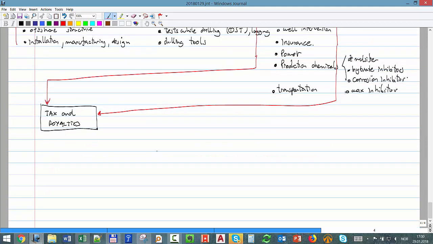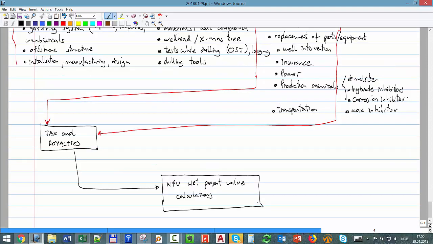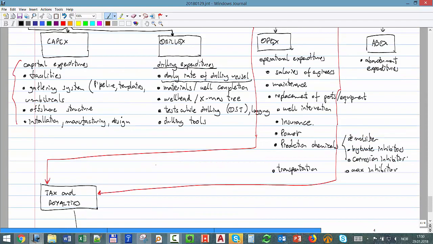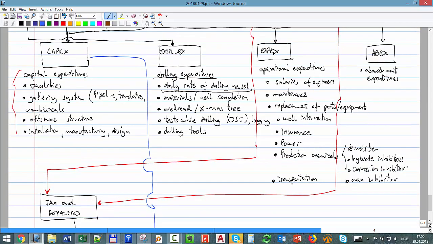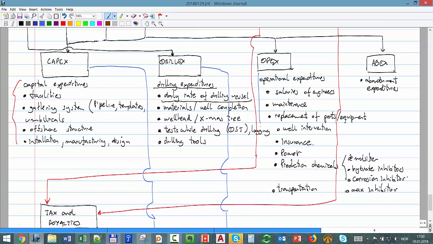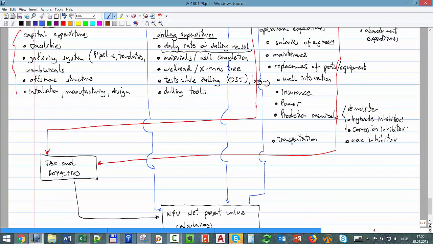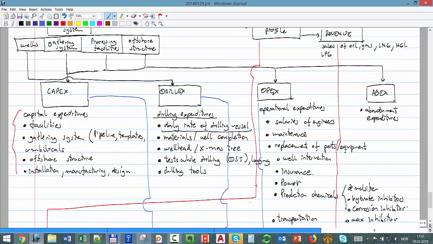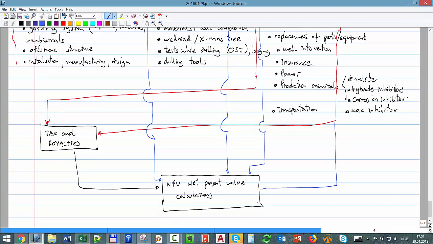After I have all of those inputs, they go into something very big called the NPV, the net present value calculations. I have to drag all of this, so let's see how we do it. It will be messy anyhow, so I apologize for that. OPEX, ABEX comes, and then revenue. Revenue, I'm going to take from here. I just want to show you all the elements.